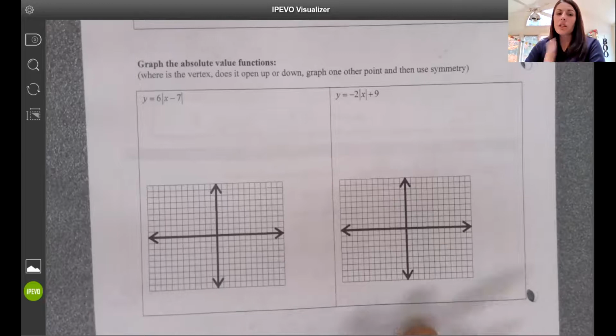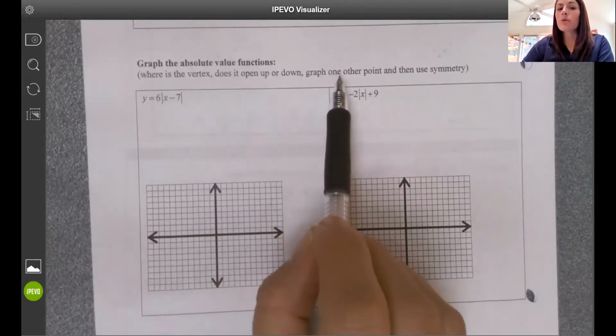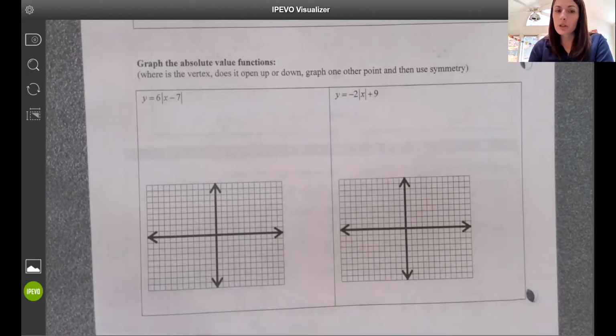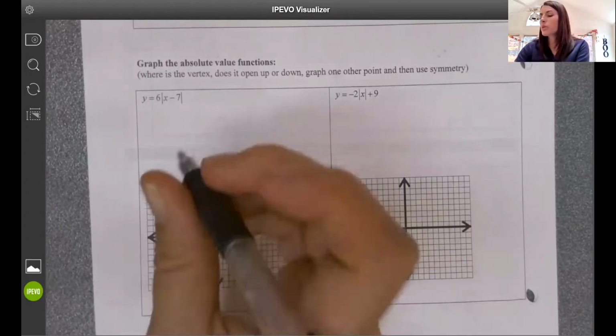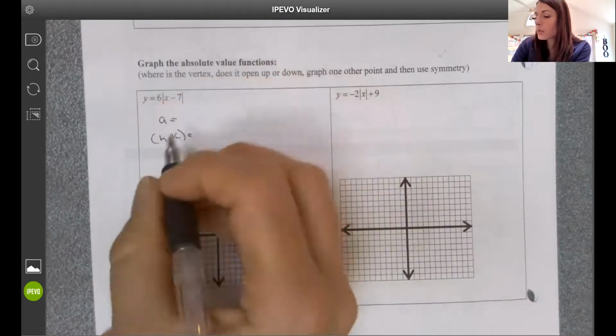So notice it gives some hints here. It says, where's the vertex? Does it open up or down? Graph one other point and then use symmetry. Okay, those are the steps we just went through. So here, again, I'm going to identify my vertex.